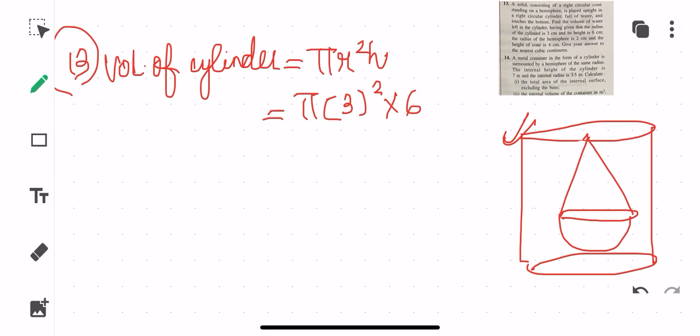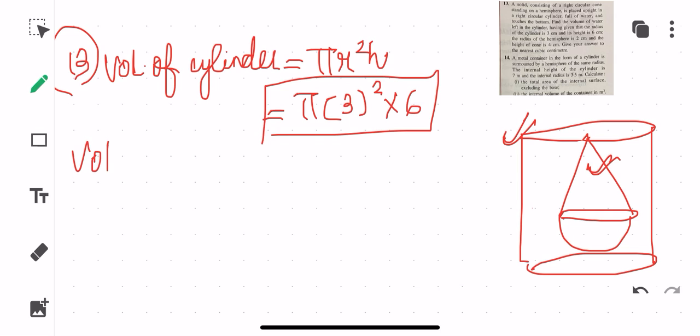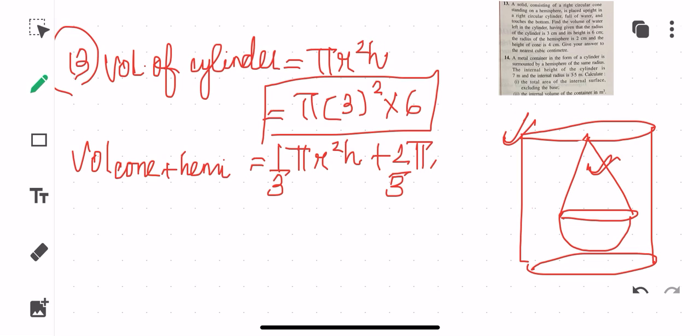So earlier it was full and now you are introducing this particular figure. So it is understood, children, that whenever you are introducing this figure, that much amount of water will be replaced. So from this particular volume of the cylinder, you have to subtract the volume of the cone plus the volume of the hemisphere. So volume of cone plus hemisphere will be equal to what, children? For the cone the formula is 1/3 pi r square h, and for the hemisphere it is 2/3 pi r cube. So you will be using this formula.